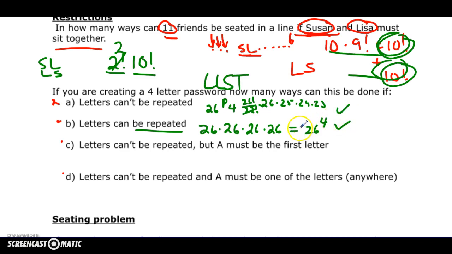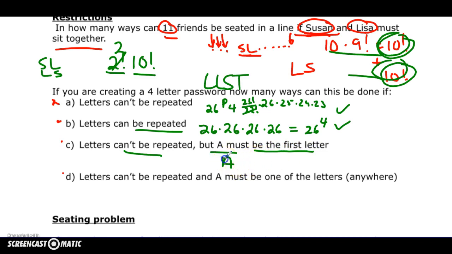Read the question. Okay, letters can't be repeated, but A must be the first letter. So I'm making a word. It has to start with A. So I start with A. Now, if you say to yourself, why are we doing this? You talk about programming and computer language, or you're talking about putting things in order, or that sort of thing. You're going to come down to situations where you might have to represent things with words. And again, air quoting the words.